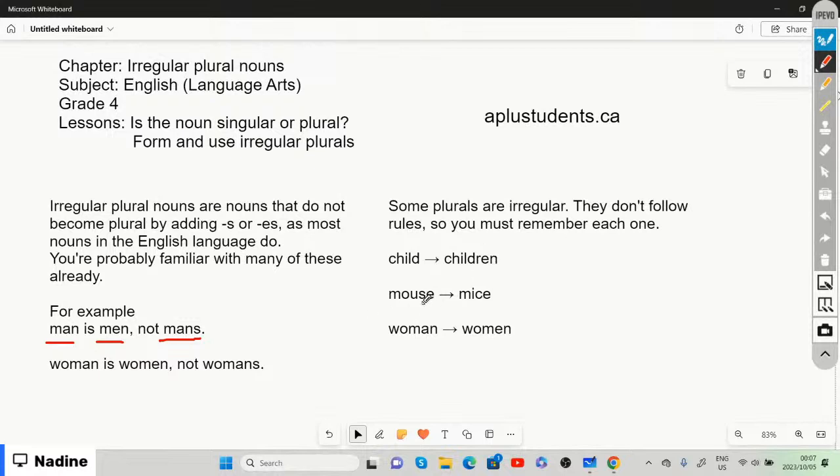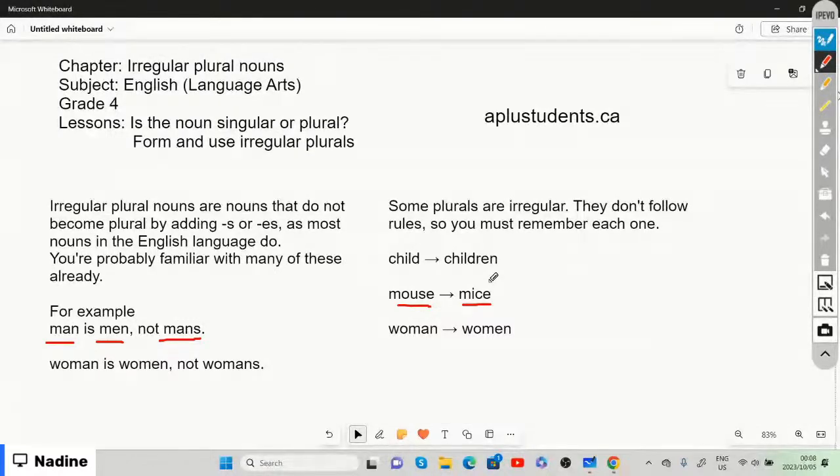Mouse, right? One mouse ate the cheese. And that one mouse went to fetch his friends or his cousins. So now there are 10 mice in the house. Mice. One mouse, two or more mice, not mouses, right? Because mouses are incorrect.